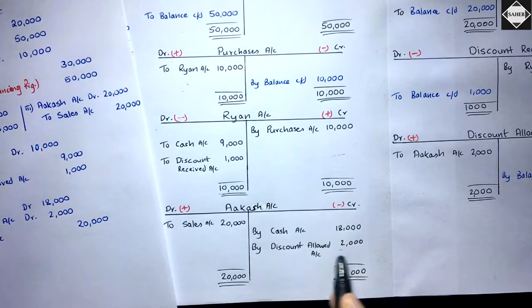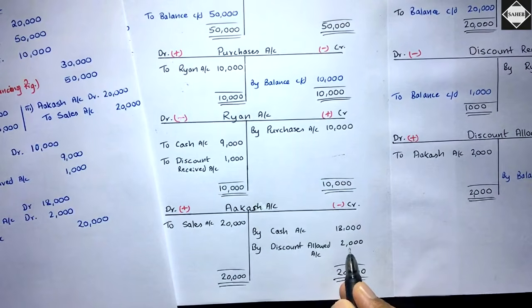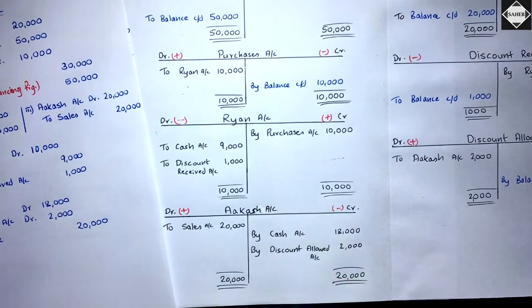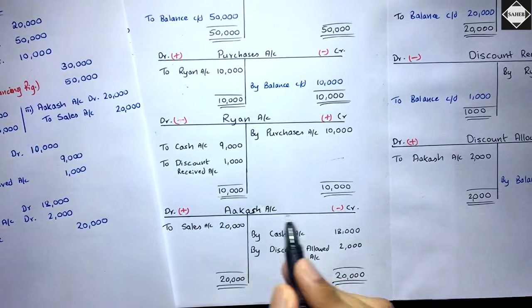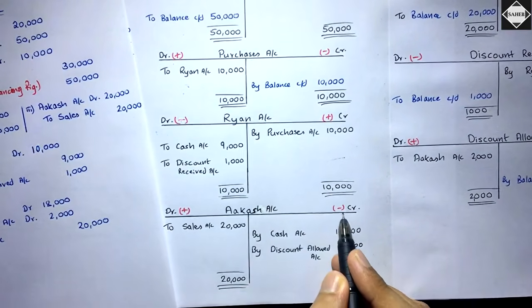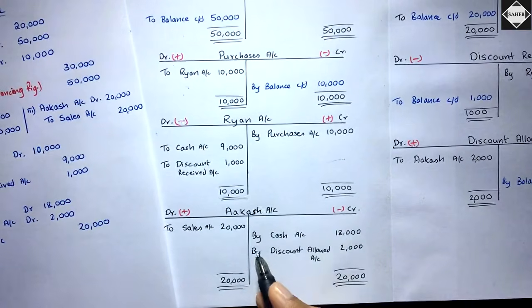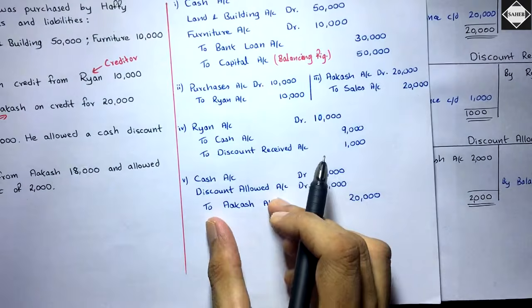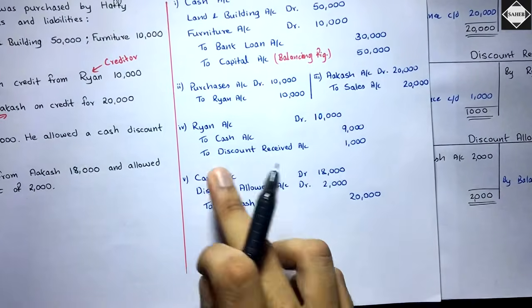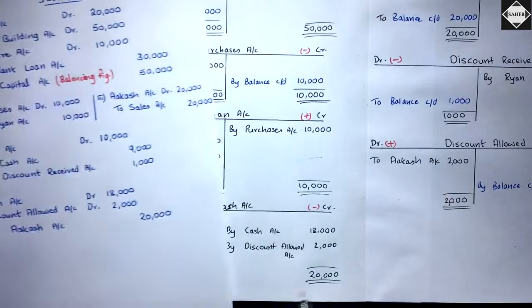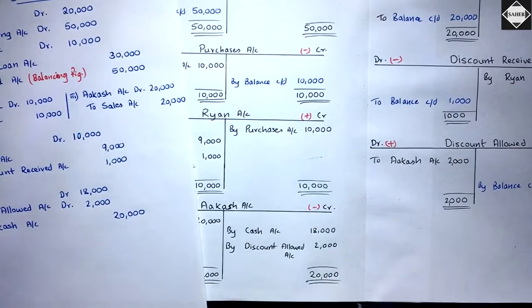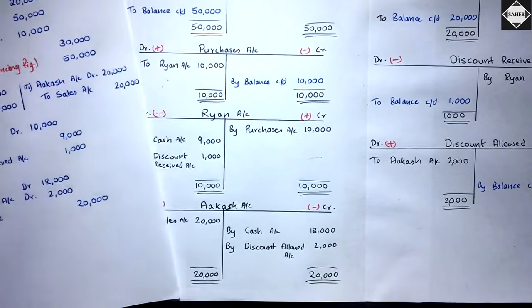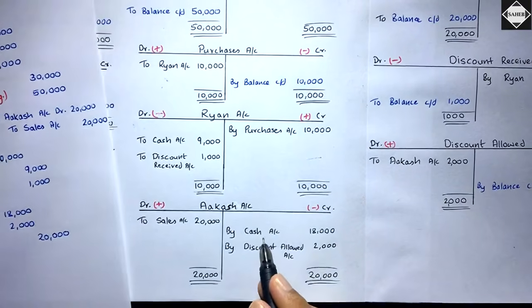If we have received 18,000 and we have given him discount of 2,000, that means in future he's not gonna pay us anything. So that's why his account is getting credited. It's decreasing over here. Because of what? Because of cash account and discount allowed account. Akash account has been credited because of cash and because of discount allowed. So that's what you have to take, by cash account, by discount allowed account, 18,000 and 2,000. Is that clear? Right.